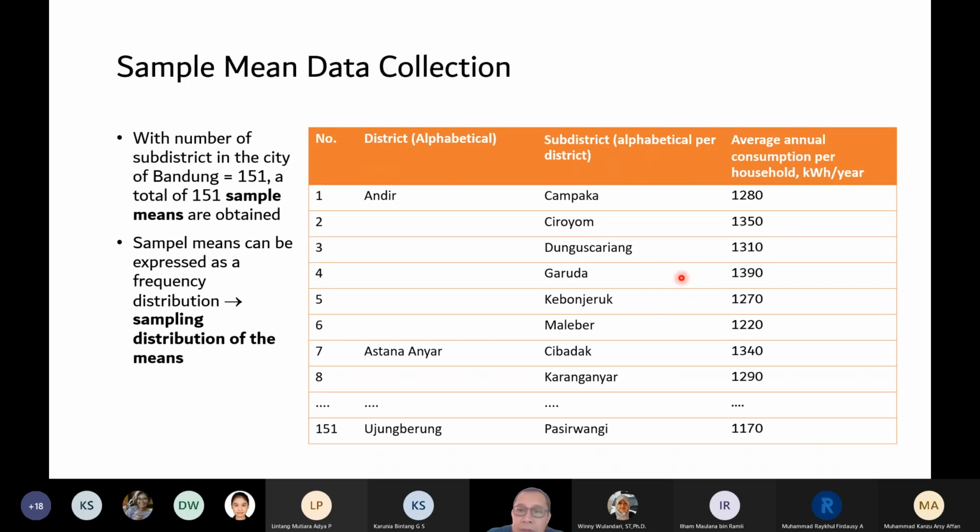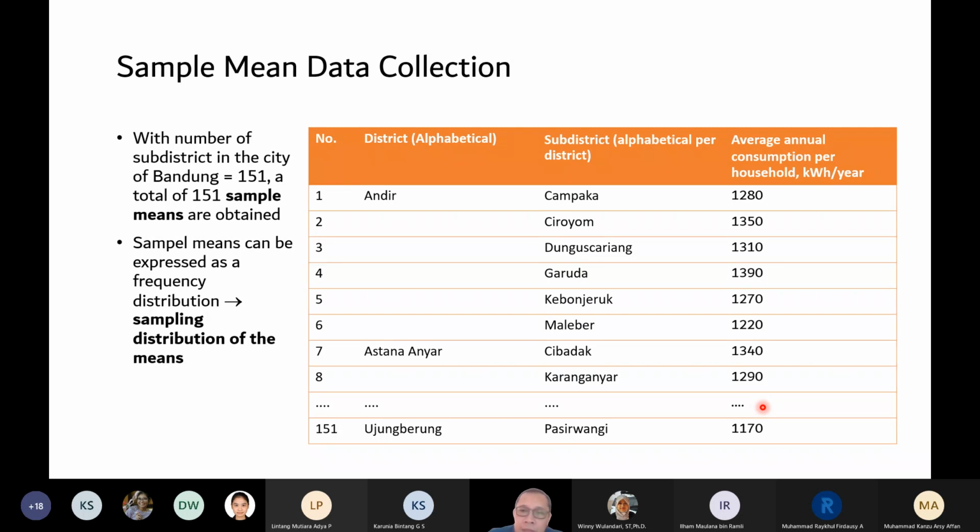So we will end up with 151 numbers. We will end up with 151 sample averages or sample means. Now, remember what we discussed in the first week of class, or second week, I think. Any data, any measurement data, can be represented as a frequency distribution, right?